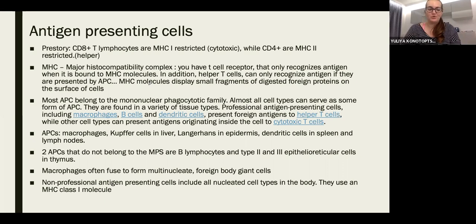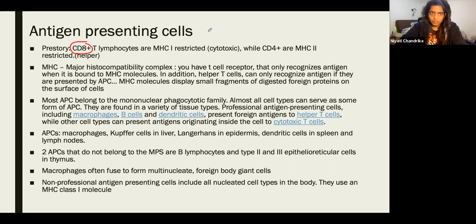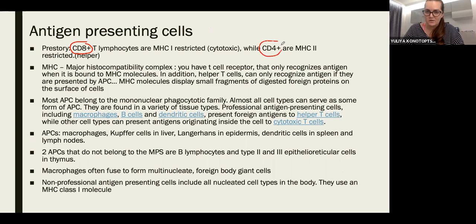So first of all, we're talking about something called antigen presenting cells. But before we start, can you tell me which cell has CD8 on their surface? Cytotoxic T cells. Cytotoxic, okay. Which one has CD4? Helper. So the way I remember, if it helps, CD8 is in cytotoxic. There's so many T, right? So CD8 is present in the cytotoxic. CD4 must be in the helper.